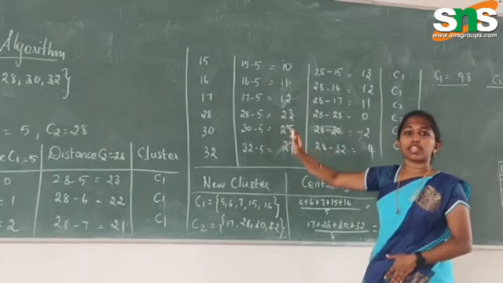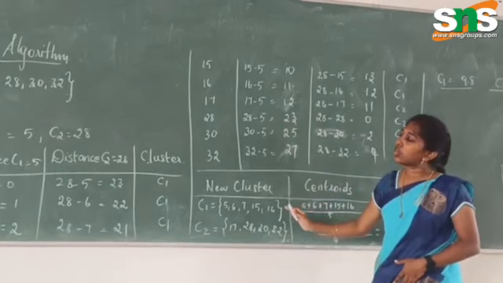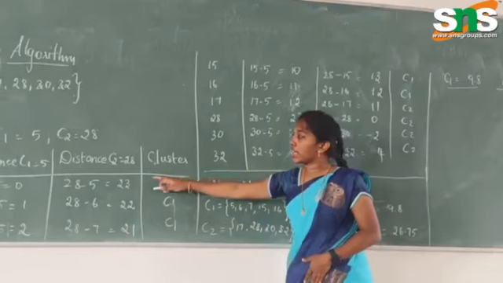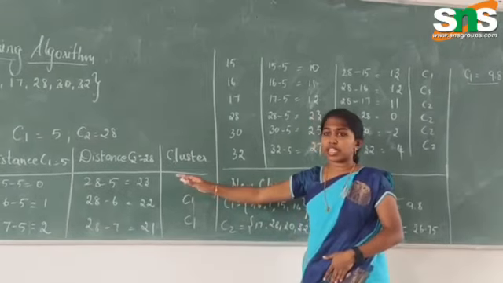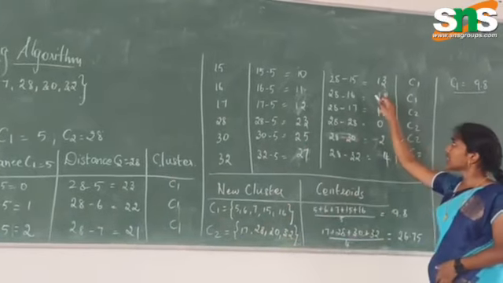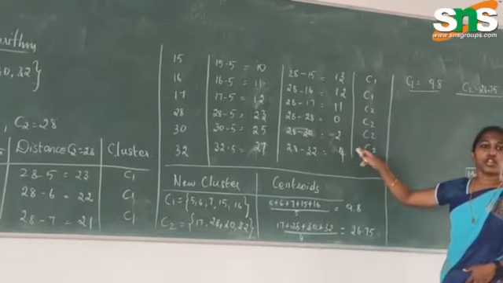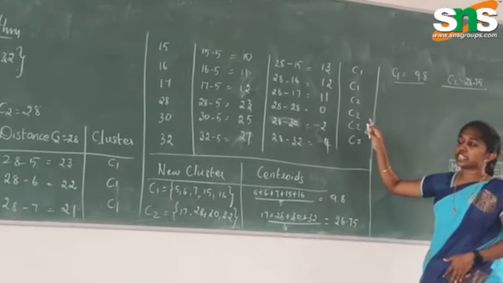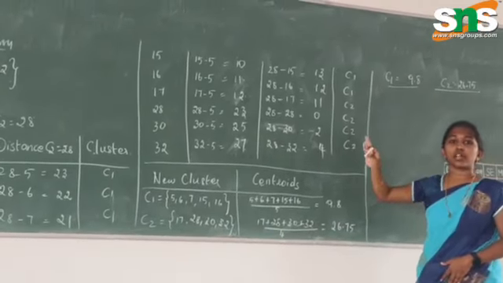Similarly, we calculate the distance for the second centroid also. The second centroid is 28. While subtracting from the data points, I get 13, 12, 11, 0, 2 and 4. So these are the distance calculations from the centroid C1 as well as C2.